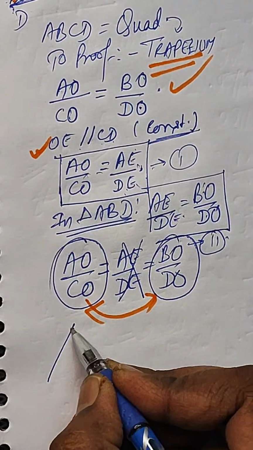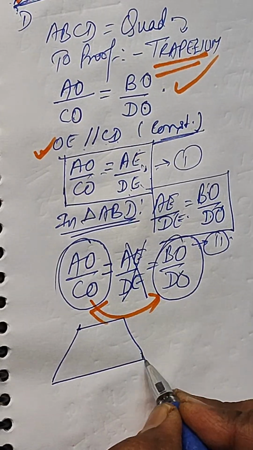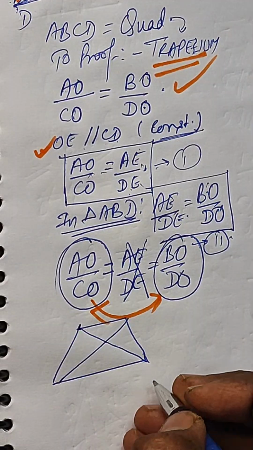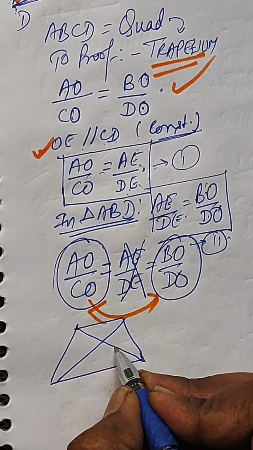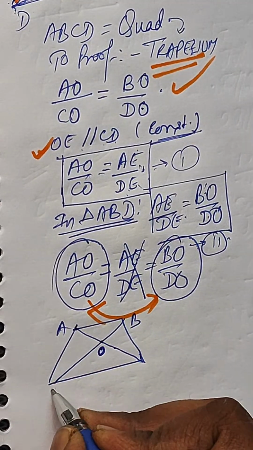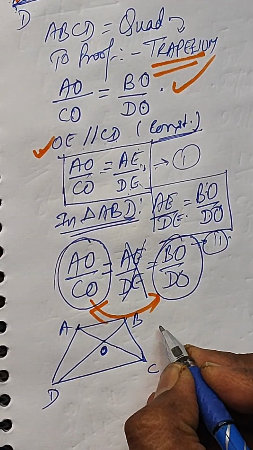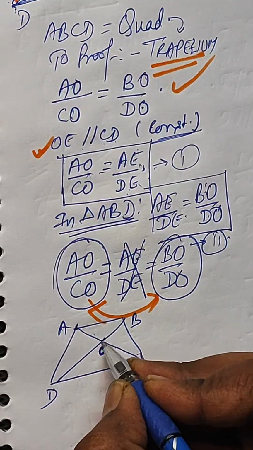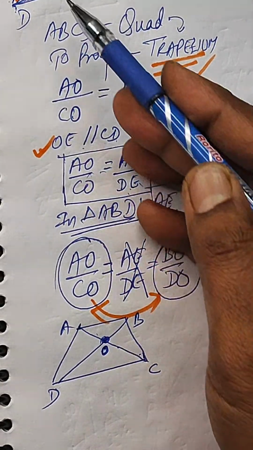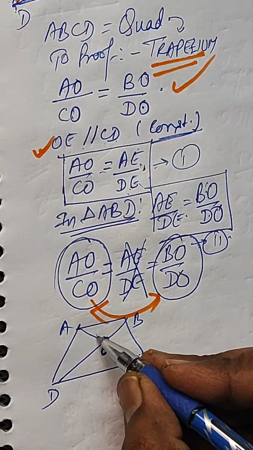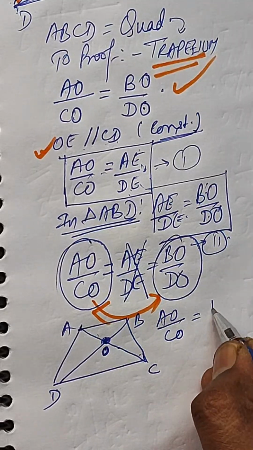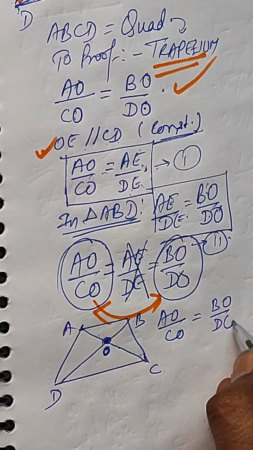Let us say a trapezium ABCD is given to you whose diagonals are intersecting each other. Then from here, using BPT, we need not do this construction again and again. We simply say that AO by CO will be equal to BO by DO.